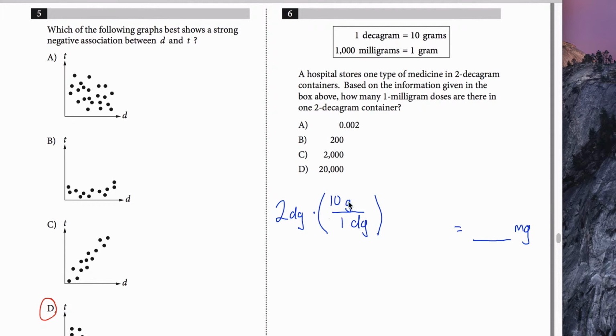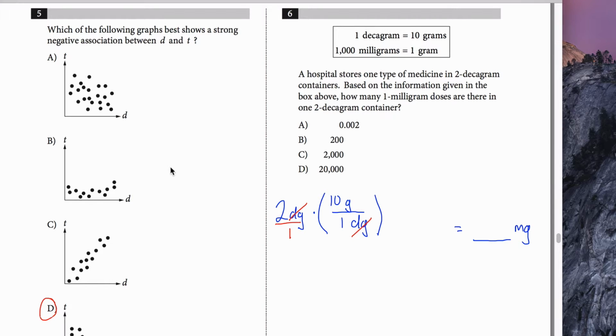So all I'm doing is multiplying by 1. I'm not changing the value of anything. However, if you think about this, 2 decagrams is really 2 over 1. I can cancel these units. These decagrams are on the top and these decagrams are on the bottom, so those cancel out. My new units are in grams.